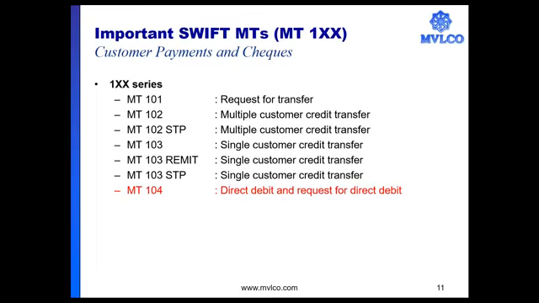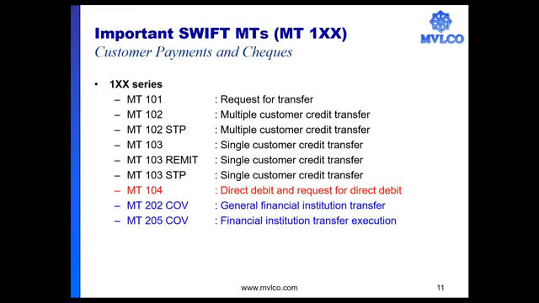Having said this, there are two more types which do not come under series 1. They come under series 2, but they are expected to be used only along with MT103. Therefore, I'll also be discussing MT2. I'll also discuss today what is MT202 COV, which is General Financial Institution Transfer, and also the MT205 COV. We'll discuss both the serial method of payment and the cover method of payment.